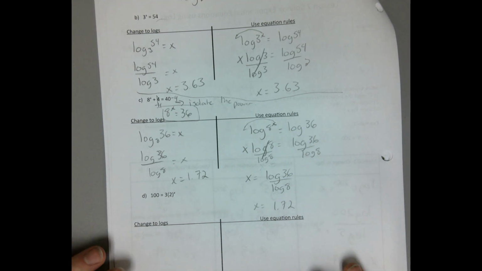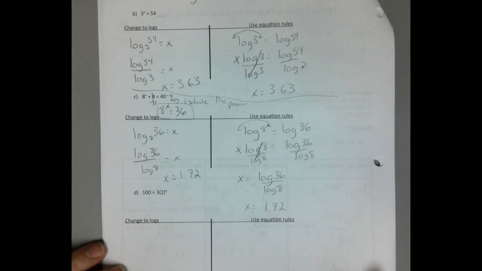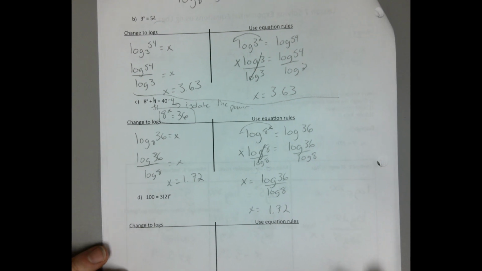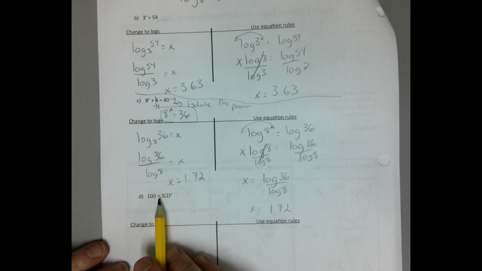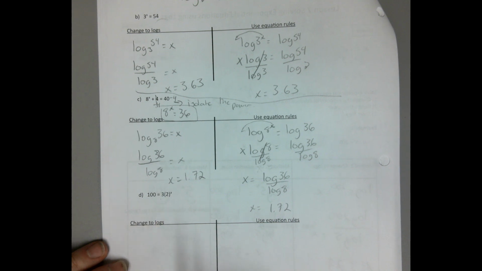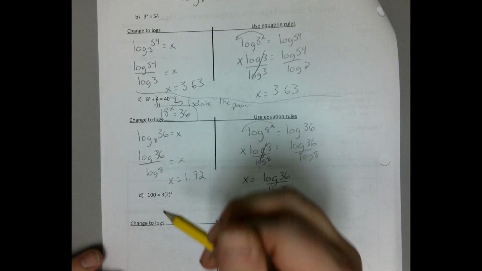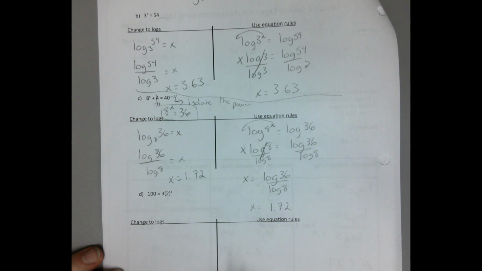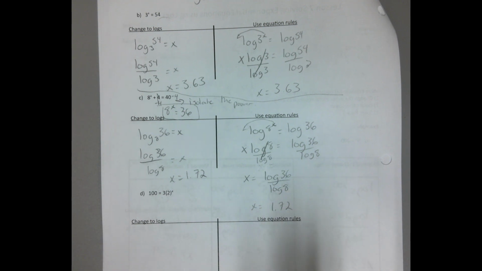And that's how we were able to do that. Well, let's look at the next one here. We have 100 is equal to 3 times 2 to the power of x. The same thing that we did before, we want to isolate this 2 to the power of x by itself. We want to isolate the power.